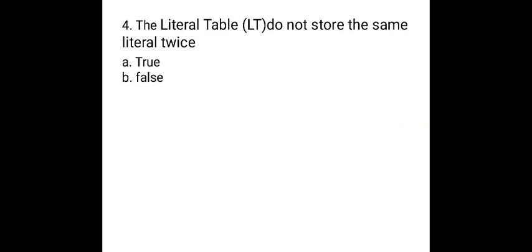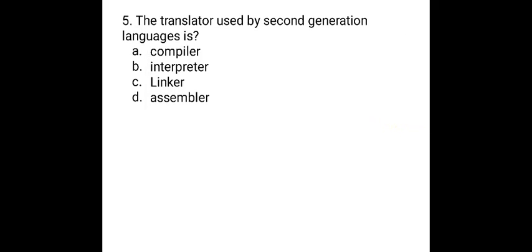The fourth question is, the literal table does not store the same literal twice. Is it true or false? Yes, you are correct. It will not allow you to store a redundant value. Therefore, the answer is true. And the last MCQ for today's session is, the translator used by the second generation language is a compiler, interpreter, linker, or an assembler? You remember this concept. The translator used by the second generation language is nothing but an assembler.